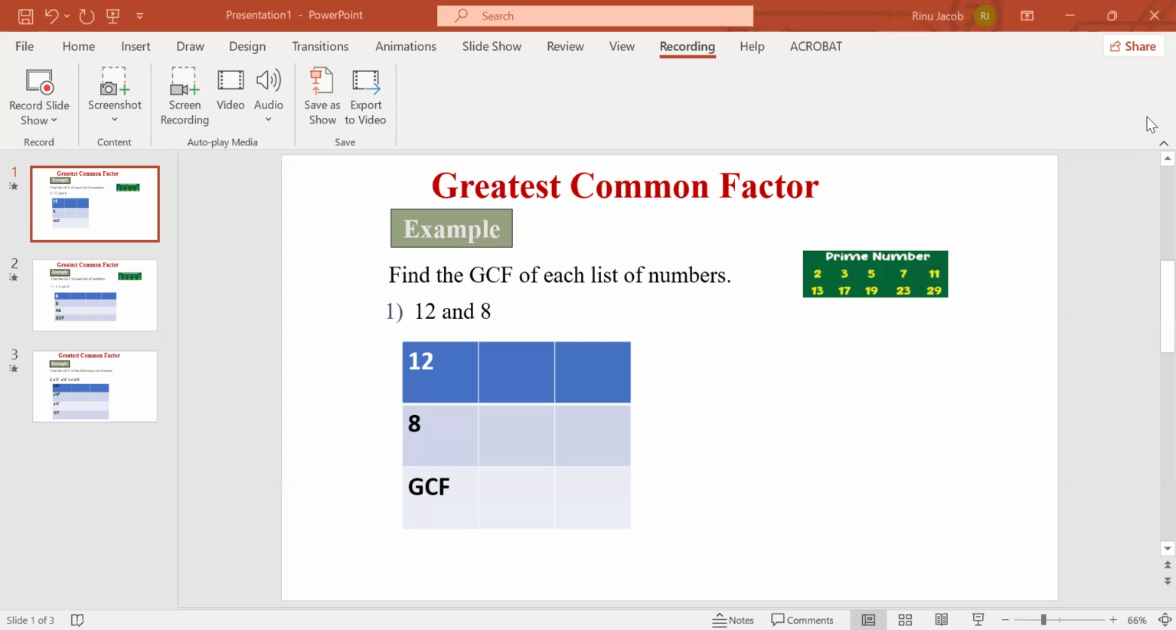Find the GCF of each list of numbers, and the numbers are given as 12 and 8. In small classes, the teachers must have taught you different methods. Today, to teach you guys, I'll be taking a method which is very easy. It's called the tree diagram method. Let's start.